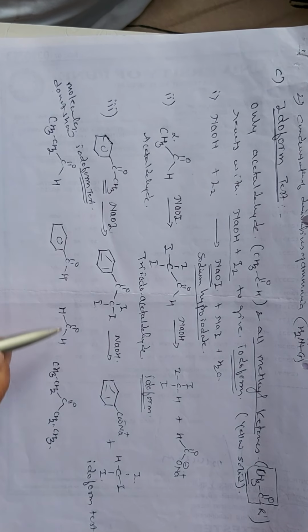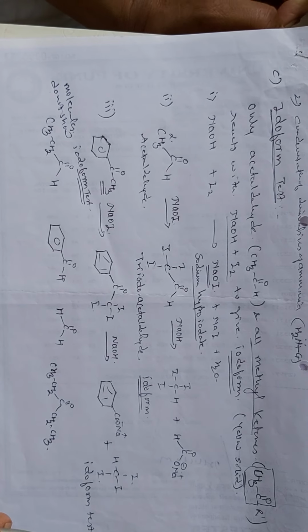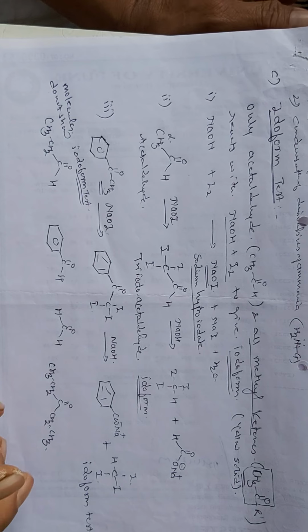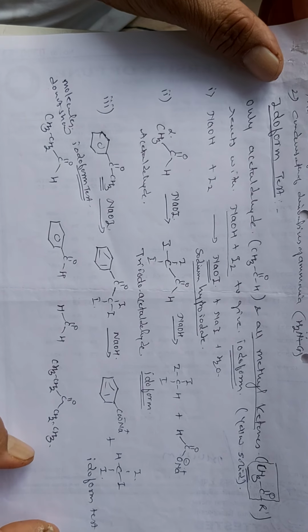And as all these molecules do not have any CH3 group attached, that is, the methyl group is not present on any side of the carbonyl group, that's why they do not show the iodoform test.